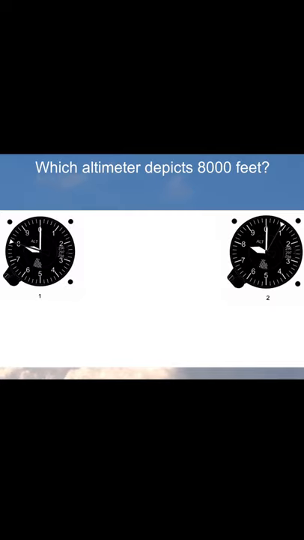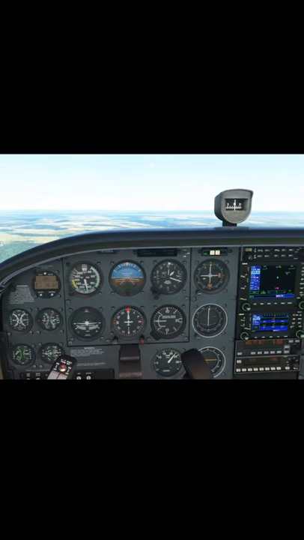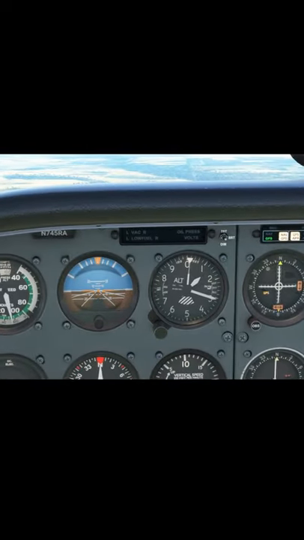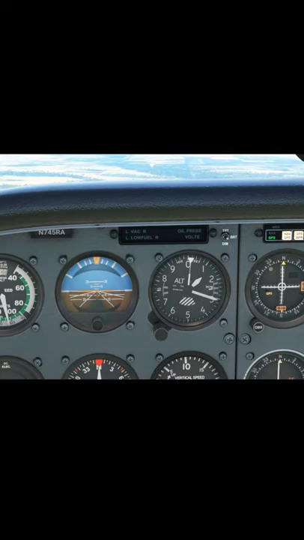Which altimeter depicts 8,000 feet? Is it altimeter number 1, number 2, or number 3? We are currently level at 1,300 feet. We can tell that by reading the needles on the altimeter.